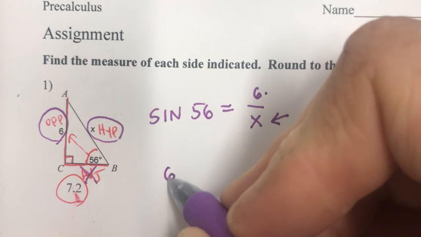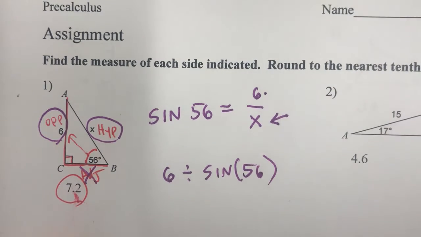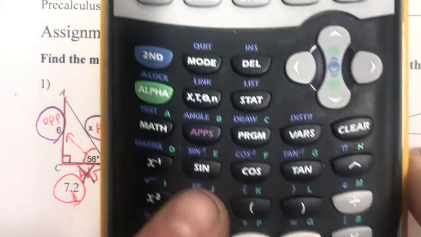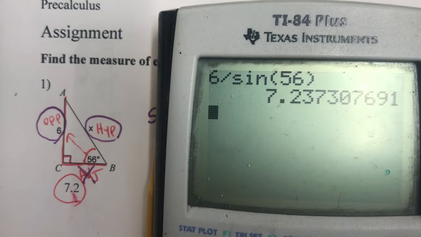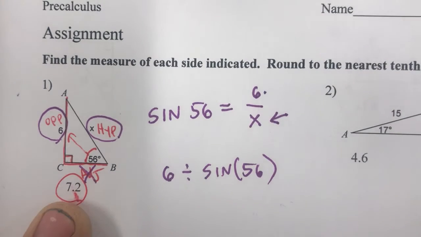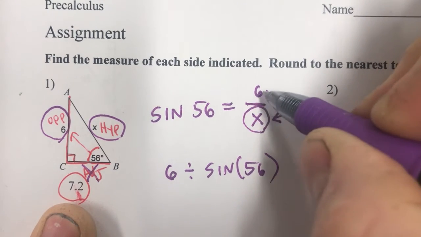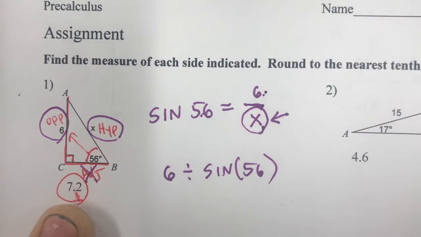So I'm going to type in the calculator, 6 divided by sine 56. I type that in, 6 divided by, and here's my sine button right here. I hit sine, and I type in 56. And look at that, it's 7.2, which is what the answer was. So when your x is in the bottom, that's dividing. 6 is divided by x. So to figure out what x is, I do 6 divided by sine 56.